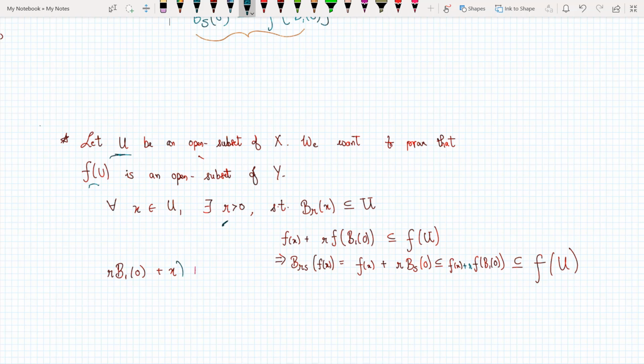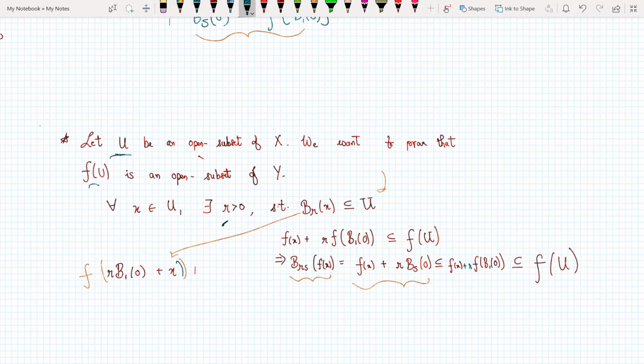So I take an x, I draw a ball around it, and I say that it is in u, and now I write this as this. And now if I just apply f on both sides, then it becomes r f of the ball, and f of x plus r f of the ball, which is a subset of f of u. And then I write this thing here as this.